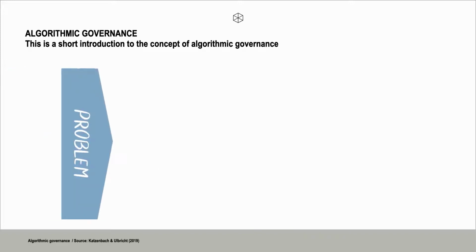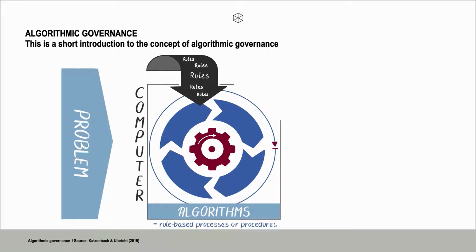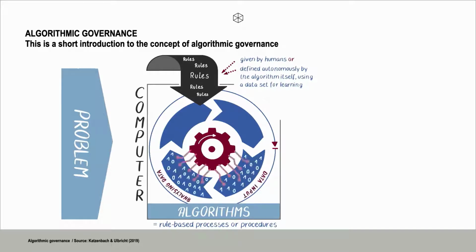Algorithms are processes or procedures based on rules, which are executed by a computer and can be particularly complex. Depending on the type of algorithm, these rules can be pre-given by humans or are defined by the algorithm itself, autonomously using a dataset to learn from.